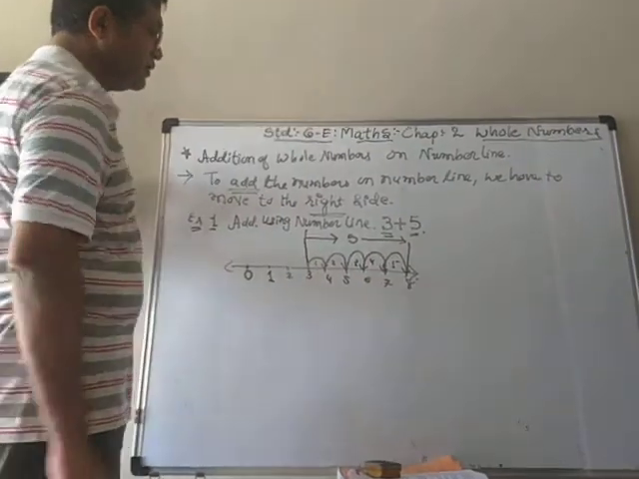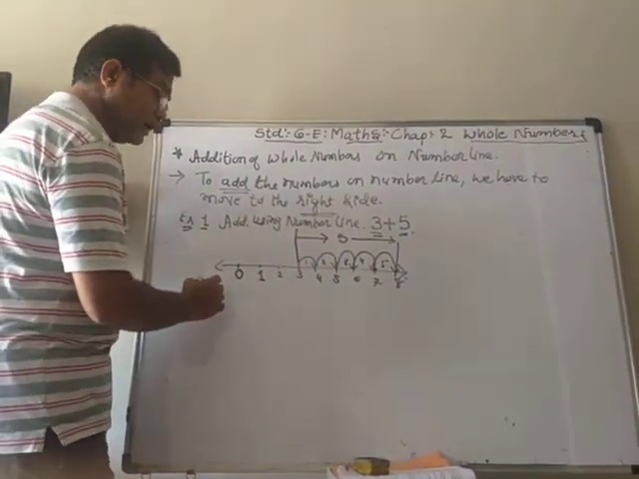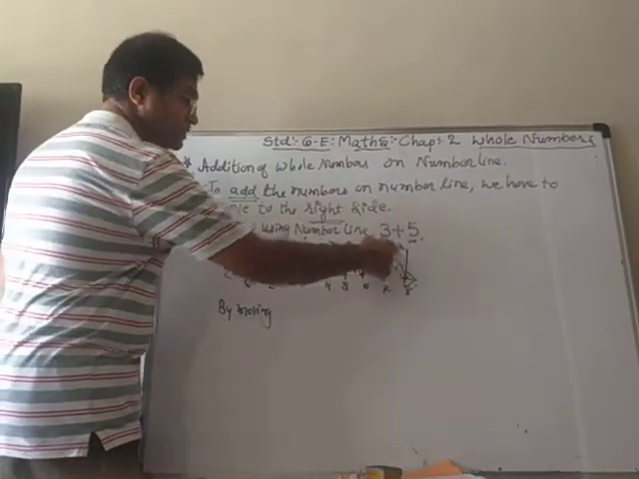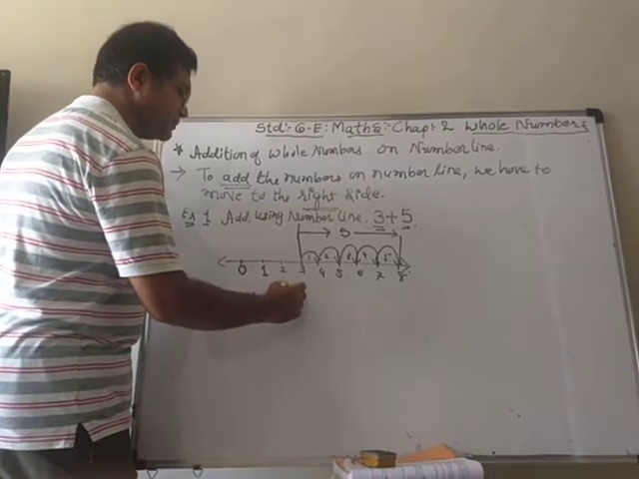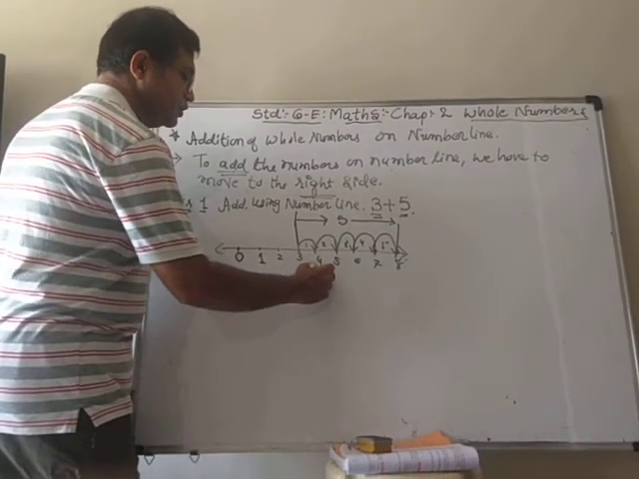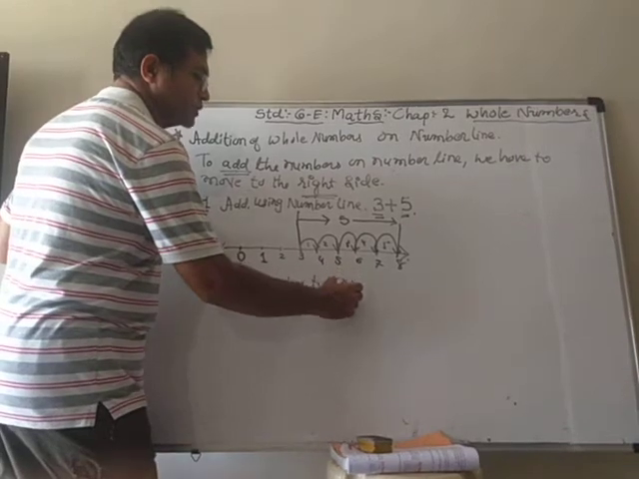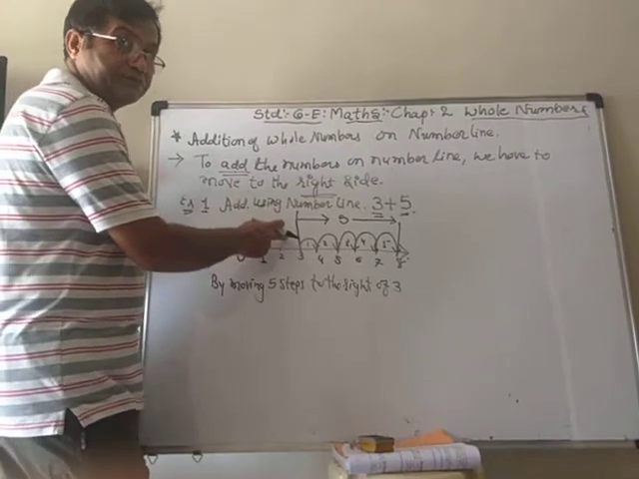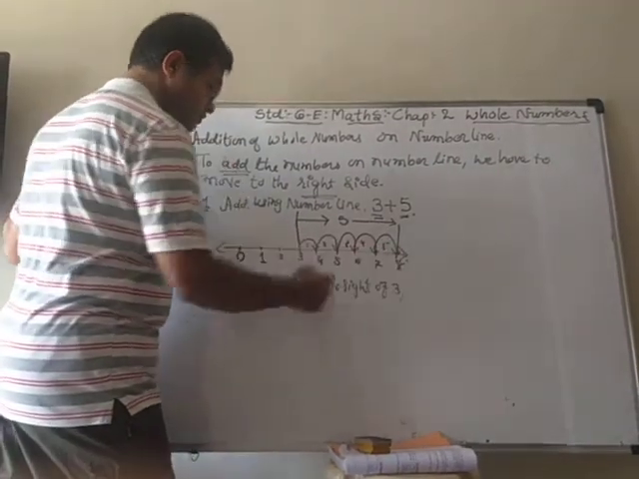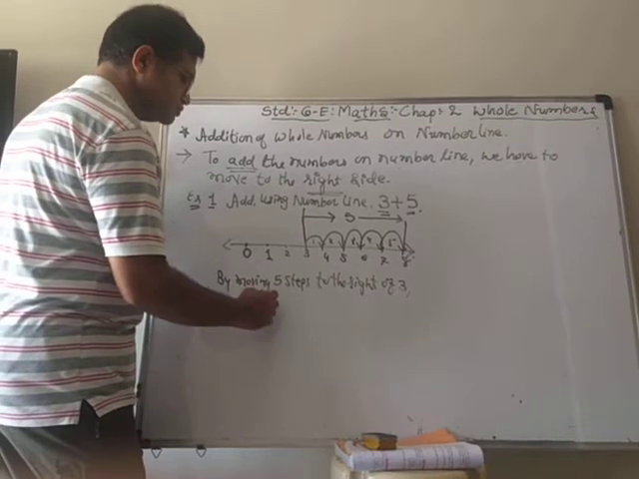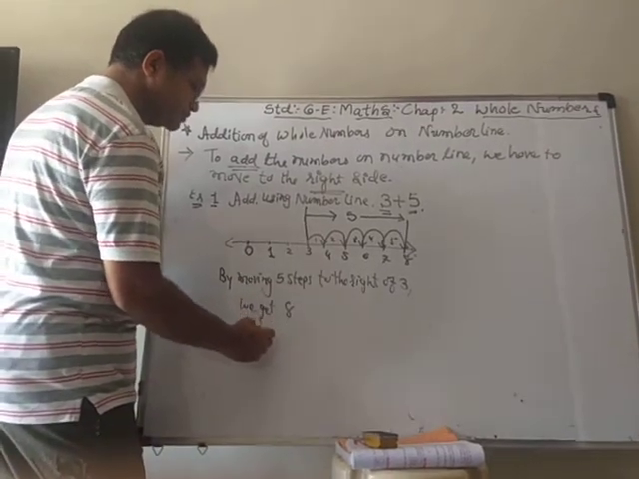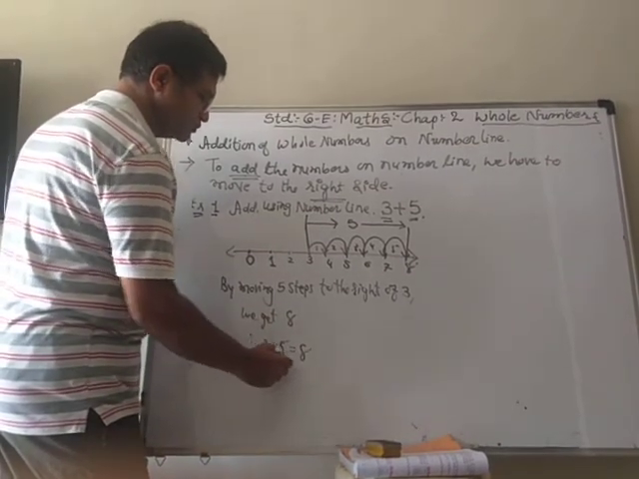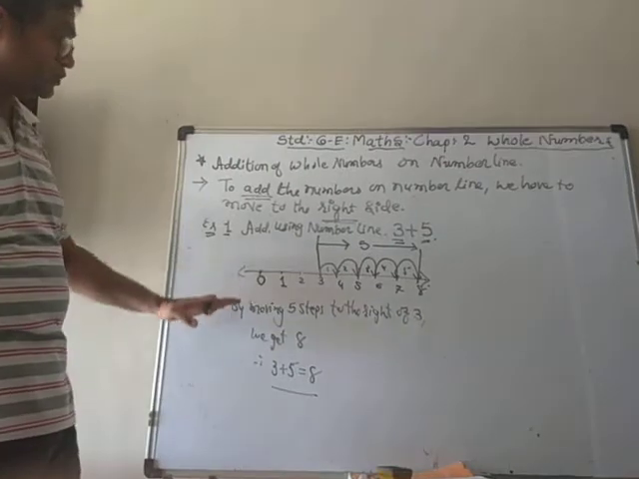So what do you get? 8. So now we will write down here that by moving, how many steps? 5 steps to the right of 3, because we started from 3. Which number we get? 8. We get 8. Therefore, 3 plus 5. So you have to do those things.